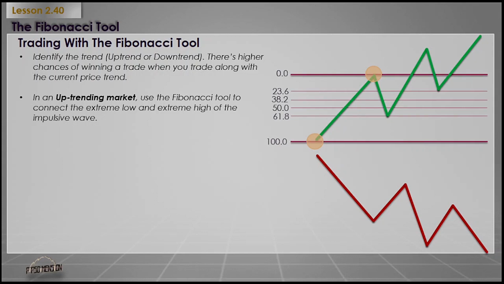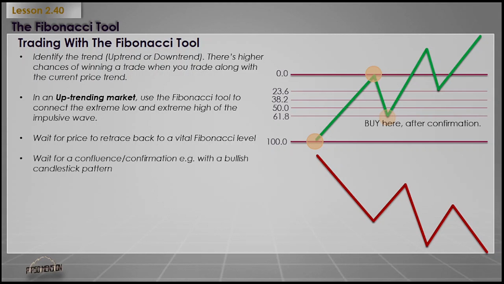Next, we target the price to retrace back to a vital Fibonacci level so that we can buy again. After the first impulsive wave, the price is likely to retrace back. So when it retraces back to the golden level, that is the level of the 61.8, there's high probability that the price will bounce up again. What really matters is when price retraces back to the level, do you find a confluence? Do you find some bullish candlestick patterns occurring at that level? Then yes, it is likely that you are going to win the trade when you enter the buy.